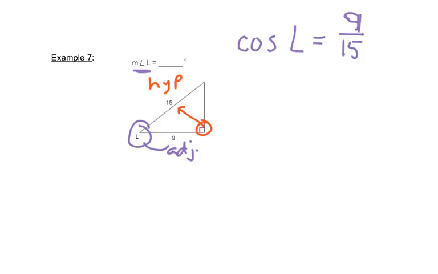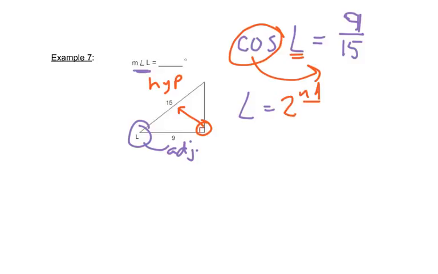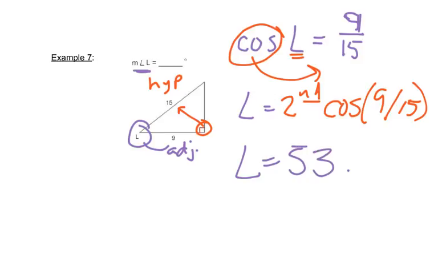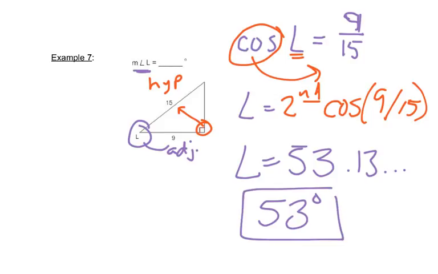So remember that in order to get this L by itself, we have to move this cosine. And the way we do that is we hit second, and then cosine, and then 9 divided by 15. So do second cosine 9 divided by 15, and I get L is equal to 53.13, or 53 degrees. Make sure you label angles as degrees.